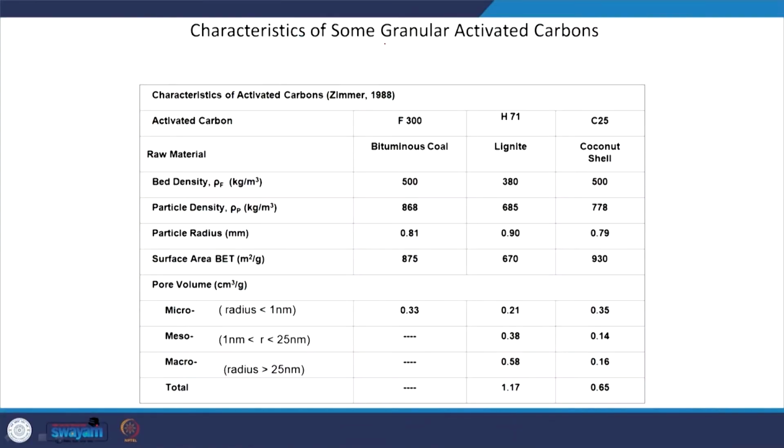Let us look at the characteristics of some GAC. So, different types of raw material and the code for the activated carbon. Bed density is different and particle density is different. Bed density, again packing will play a role. Particle density, again different particles have different densities. Radius also differs slightly, and surface area, as you can see, 875 meters square per gram. So, my earlier estimate of 1000 meters square per gram was not way off. Per just 1 gram of activated carbon, you have almost 1000 meters square of the relevant area.